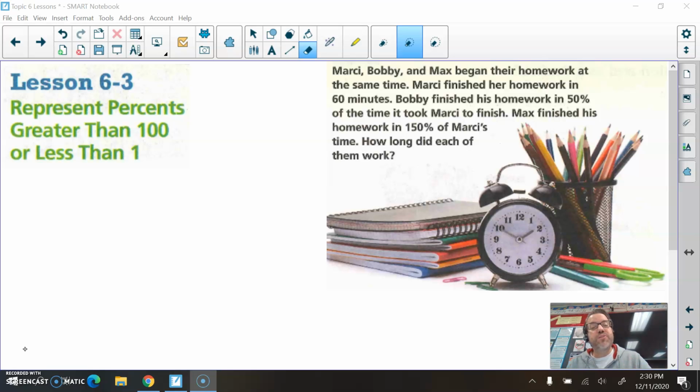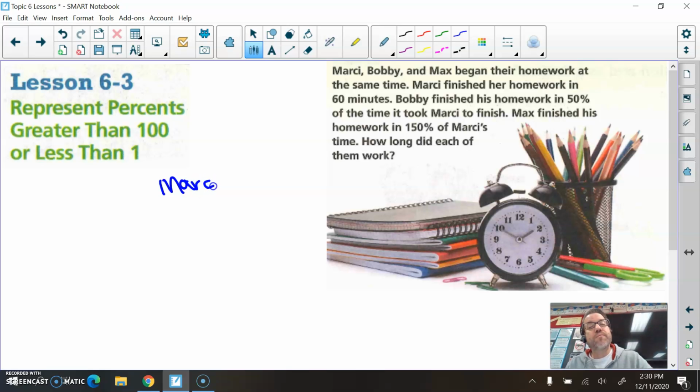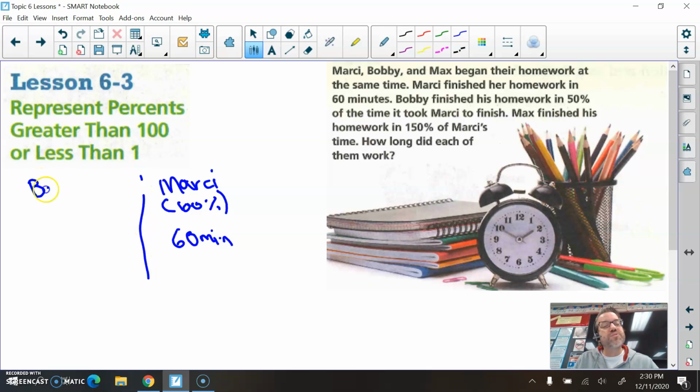So Marcy is considered the standard here, and it says that Marcy took 60 minutes to complete her homework. Okay, now that's considered 100% of her time to complete the assignment. Now, Bobby was faster. In fact, it says Bobby took 50% as much time as it took Marcy to complete the assignment.